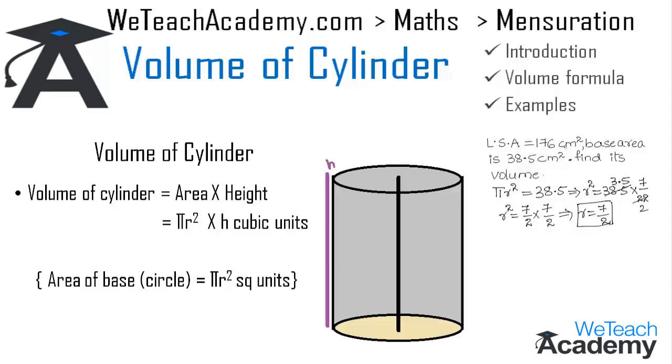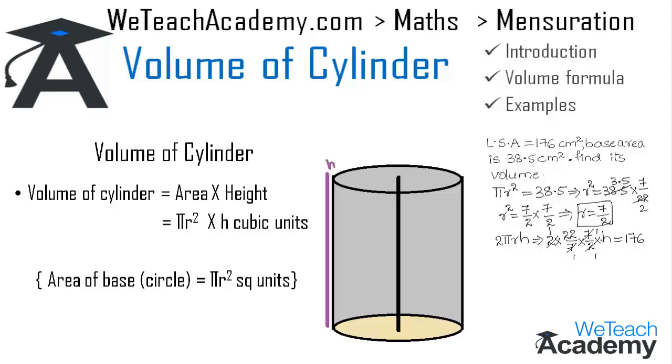We already know that lateral surface area of cylinder is given by the formula 2 pi r h, as discussed in the previous video. So here we get 2 into the value of pi, that is 22 by 7, into r, 7 by 2, into the height h. So h remains the same. Then this lateral surface area is equated to the given lateral surface area 176. Then simplifying here, we get 7 one time is 7 and 7 one time is 7. And then 2 one time is 2 and 2 one time is 2 again.